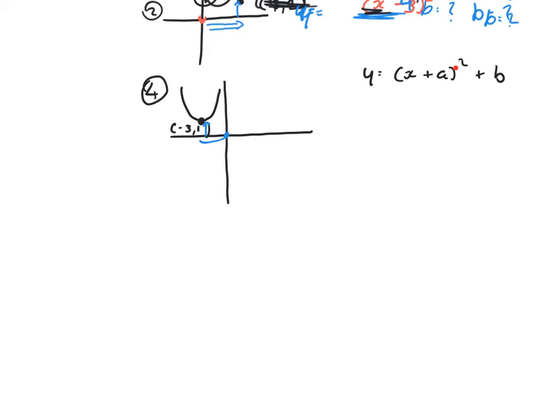Okay, so we've moved 3 in the negative direction, but we're going to go against the grain, and it's not minus 3 but plus 3. Okay, we've then moved 1 unit up, so 1 unit up, we're going to think intuitively with that one, plus 1. Final answer, y equals x plus 3 all squared plus 1. So this time a was equal to 3 and b was equal to 1.